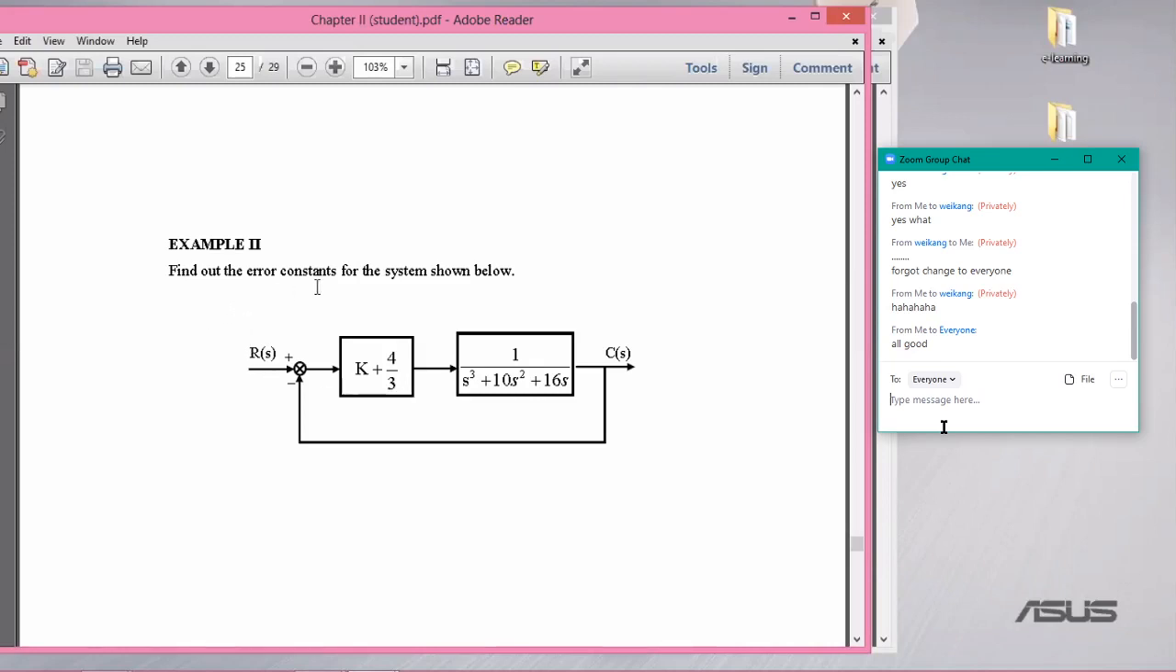So find out the error constant for the system shown below. For you to be able to find an error constant, you need to get the open loop transfer function. Open loop transfer function is just G multiplied by H, not the overall transfer function, not G divided by 1 plus GH. The open loop transfer function is just G multiplied by H. G is the forward path, H is the feedback transfer function, which is just 1. So once you get the open loop transfer function, then you can evaluate all the error constants.